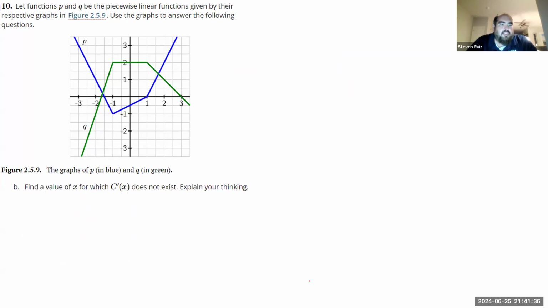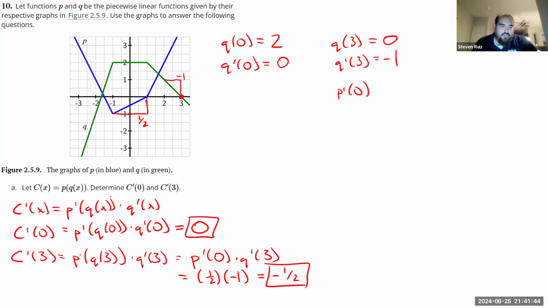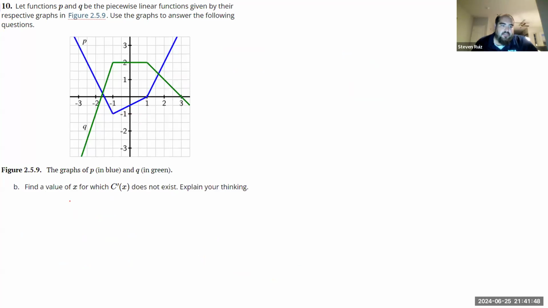All right, moving on to the next part. Find a value of x for which c prime of x does not exist. Okay, I think there'll be a few, but let's try to figure out at least one. Let's remind ourselves what c prime of x is. We said it was equal to p prime of q of x times q prime of x.